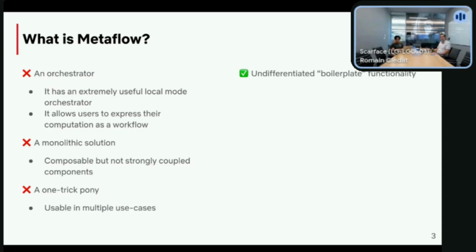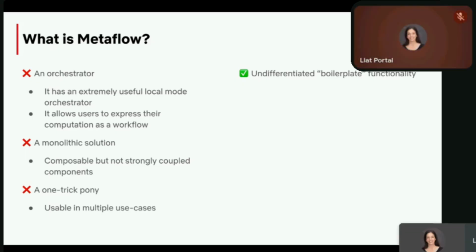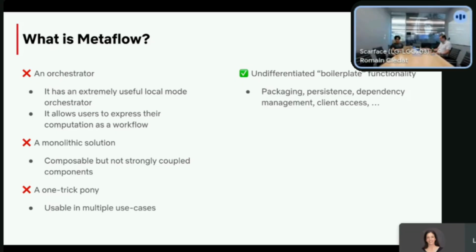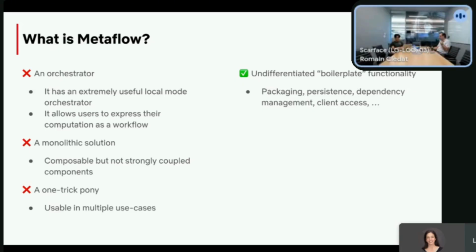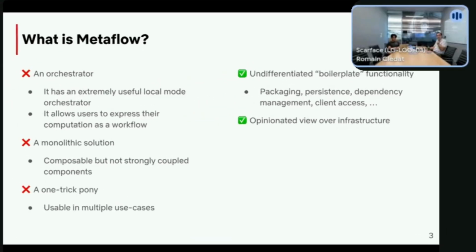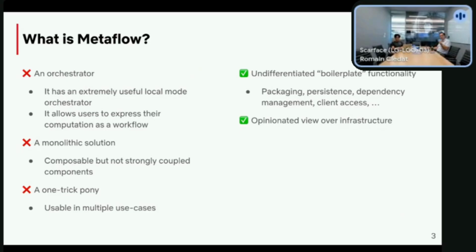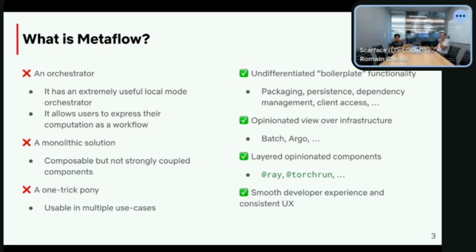What it is, though, is it provides undifferentiated boilerplate functionality, like compute and some of the orchestration stuff that users don't necessarily care about. Packaging, persistence, dependency management, etc. It does have an opinionated view of infrastructure as well. So it does say, well, this is how you do compute, this is how we do orchestration. It has layered opinionated components that are somewhat optional. In open source, you'll just have things like @ray, @torchrun, etc. that basically provide you some opinions. And then the whole thing is wrapped in a smooth developer experience with a consistent UX.